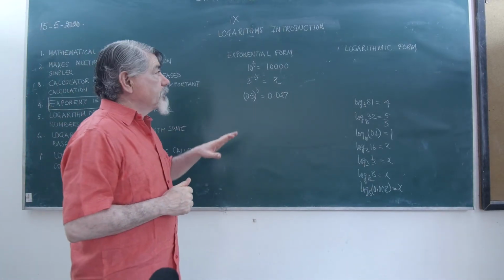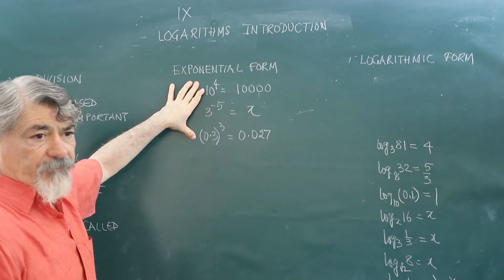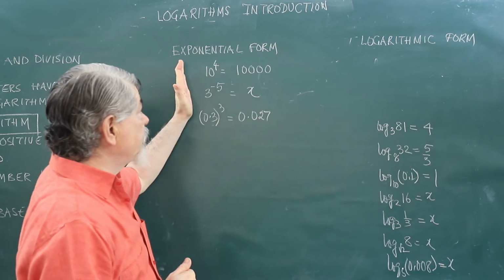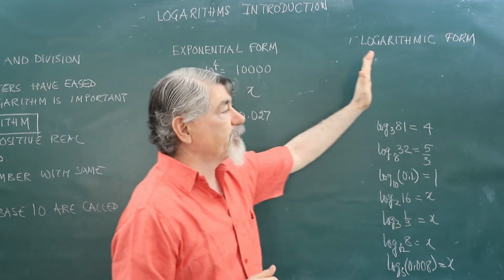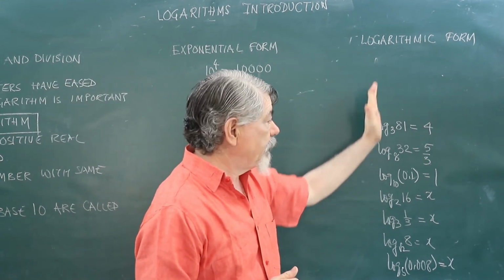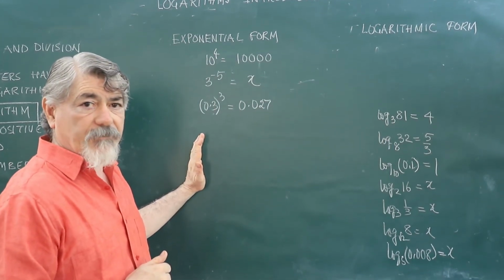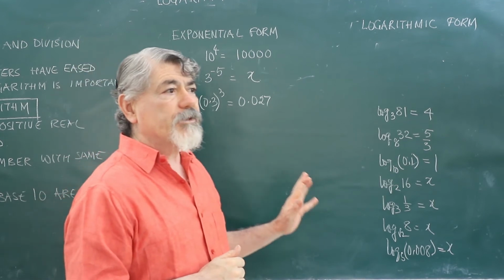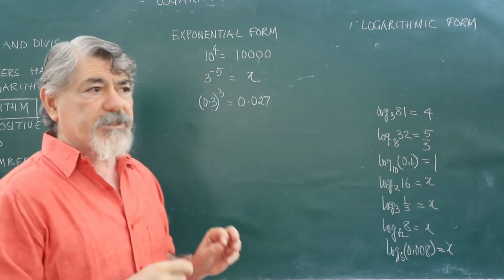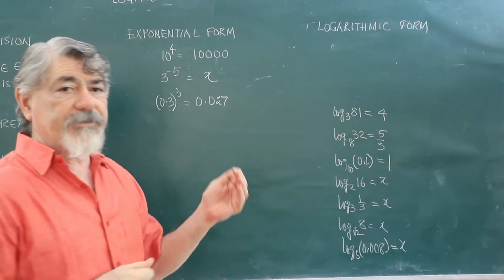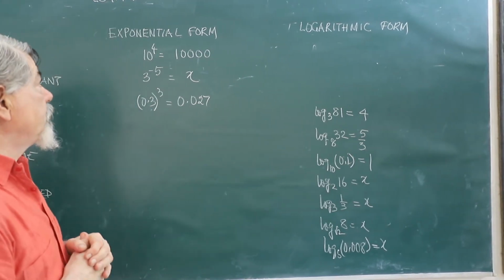For the practice, we have written some exponential forms and some logarithmic forms. From exponential form, we want to change them to logarithmic form, and from the logarithmic form, we want to change to exponential form. It is very important because once you understand the concept of exponents and logarithms, it will be very simple for you. That is why we are doing more questions based on this.